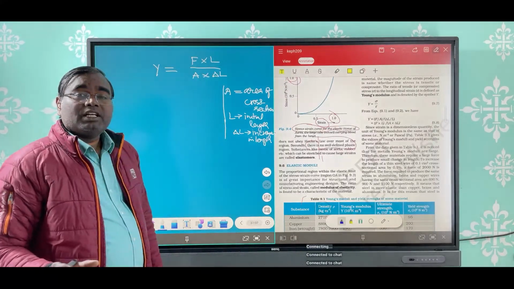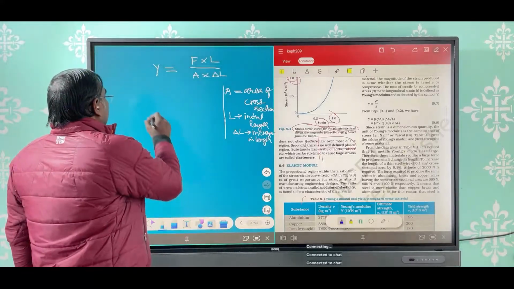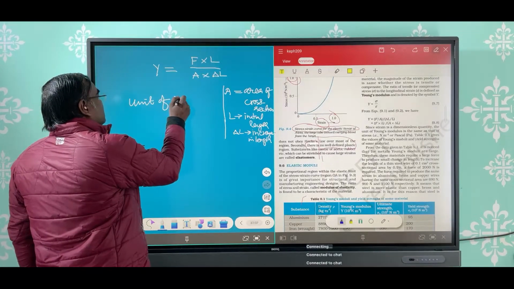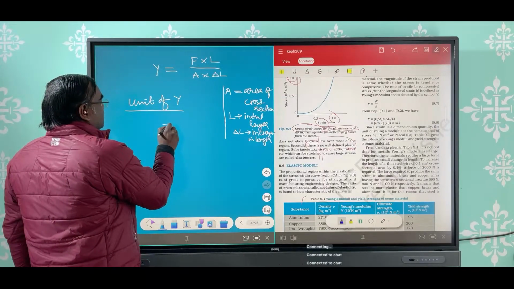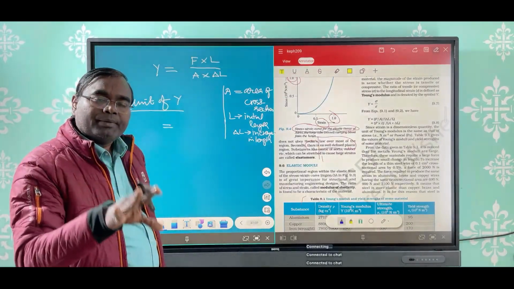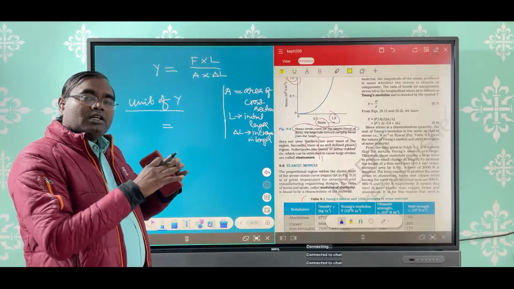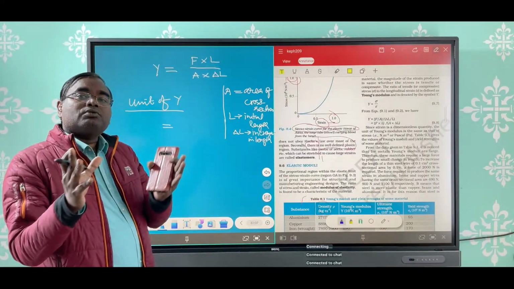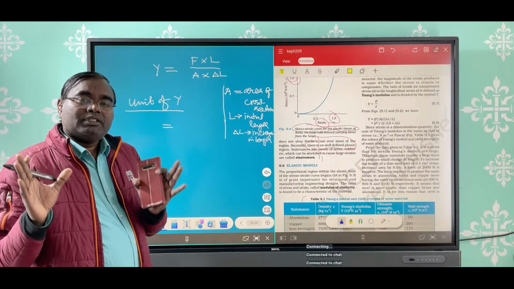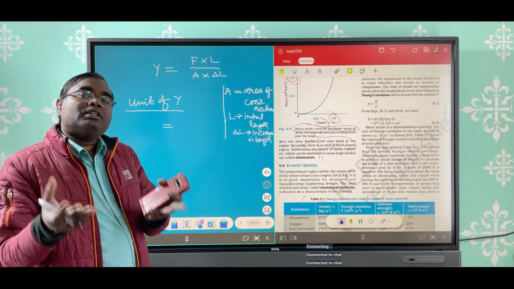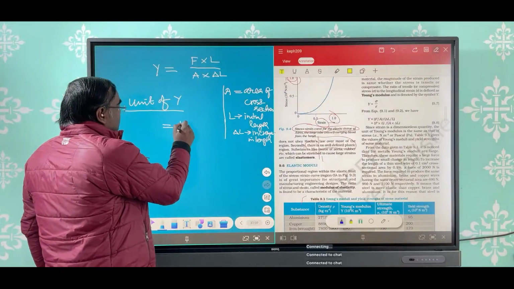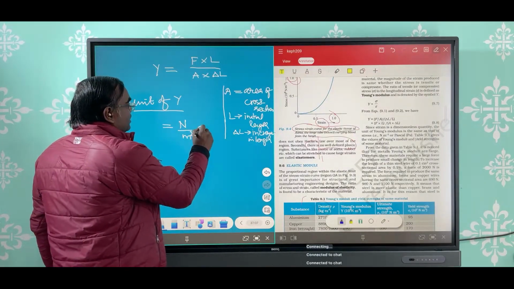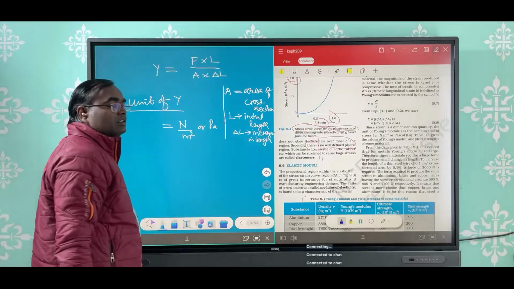Now, what is the dimension of Y? Unit of Young's modulus: the strain has no unit, no dimension. So whatever the unit of Y is, it equals the unit or dimension of the stress, that is Newton per meter square or Pascal, right?